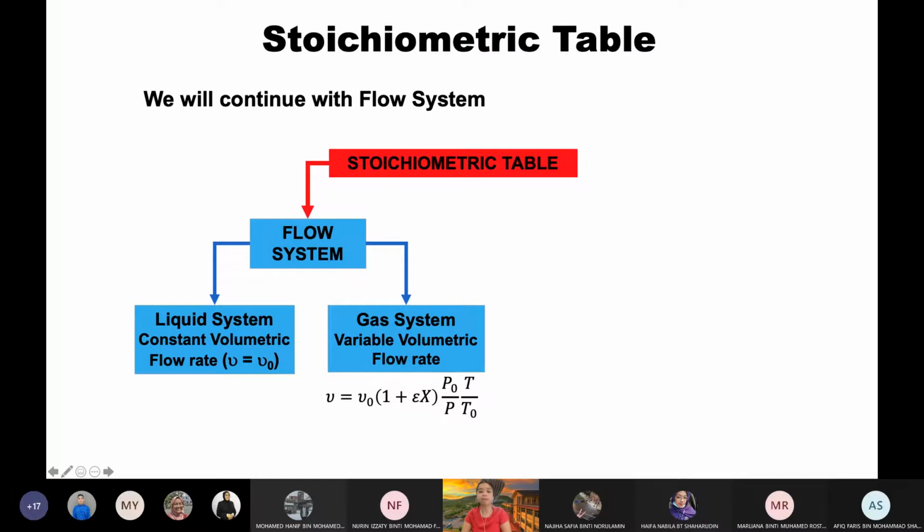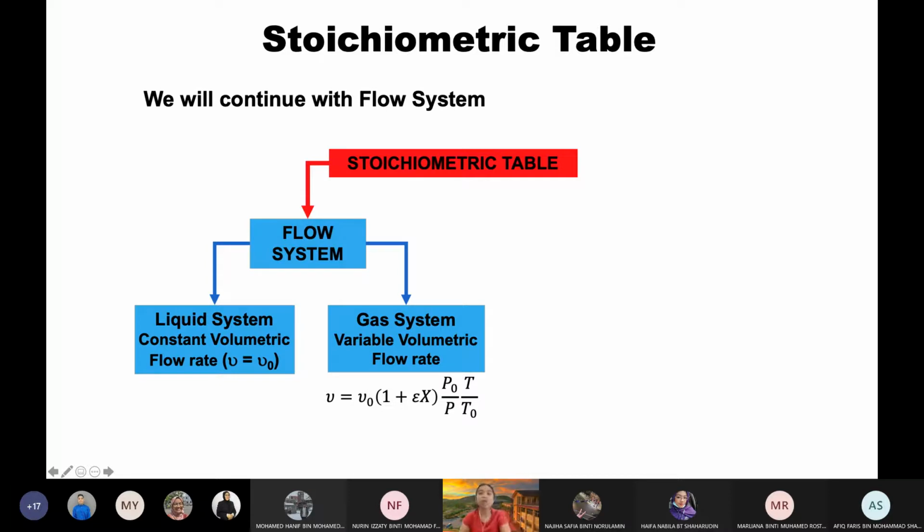Okay, so let me continue chapter 3. Last Monday, we have already entered chapter 3. Kita belajar pasal stoichiometric table. So last Monday, you probably had a little bit of headache nak belajar nak buat stoichiometric table. So that stoichiometric table, and then you learn to express concentration. That was for batch reactor. Kita belajar nak buat table, kita belajar nak express concentration for batch system, meaning batch reactor.